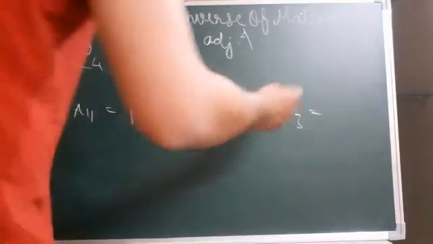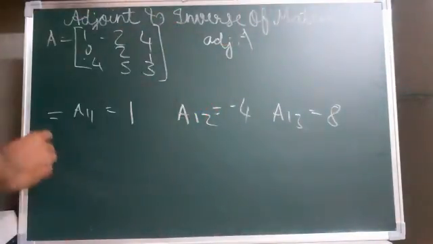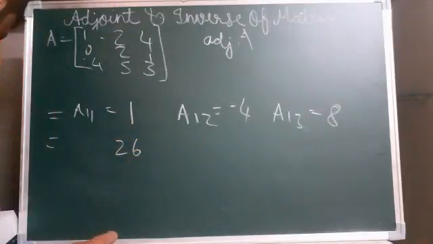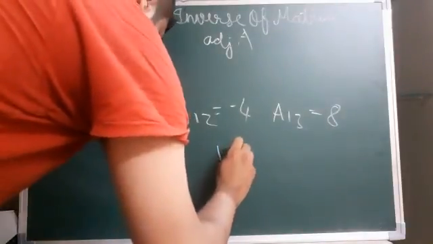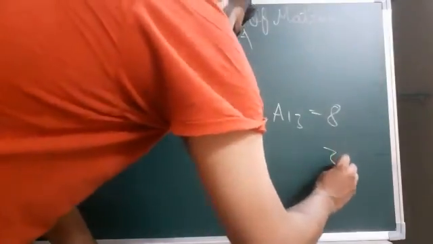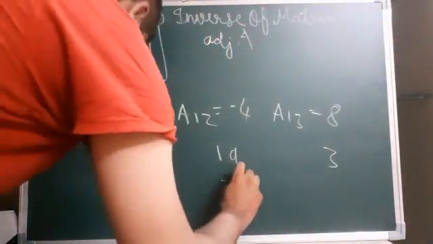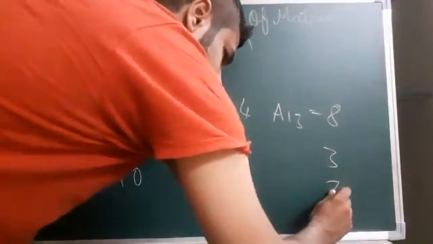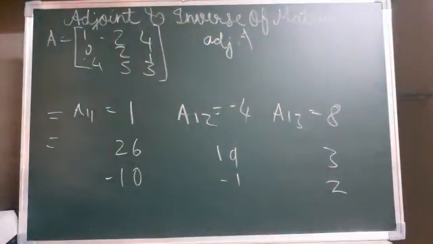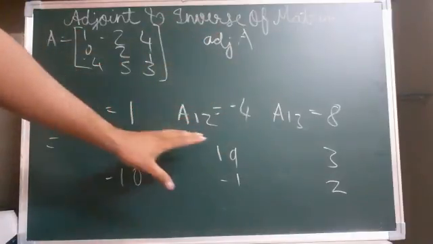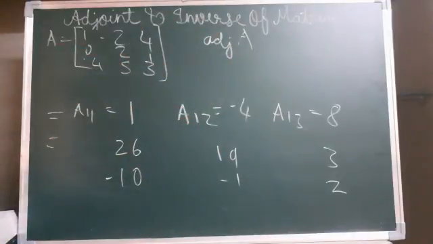A13 would be 8. Similarly, 26, 19, 3, minus 10, minus 1 and 2. So here we have all the cofactors of the matrix A.